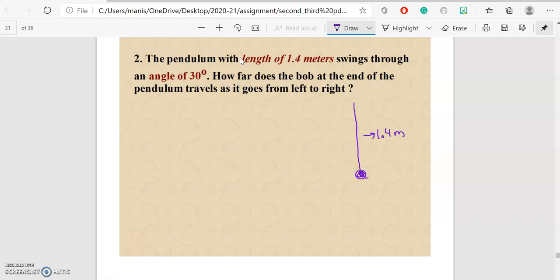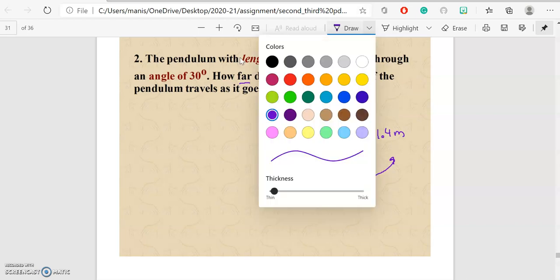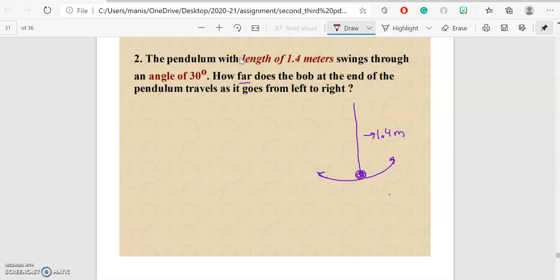Swing. So when it swings through an angle, it will swing like this. The way it is swinging, it is making an angle of what? 30 degrees. How far does the bob at the end of the pendulum travel as it goes from left to right? So what are they asking from us? They are asking about the bob of the pendulum. This is the bob. It is going from left to right, left to right.